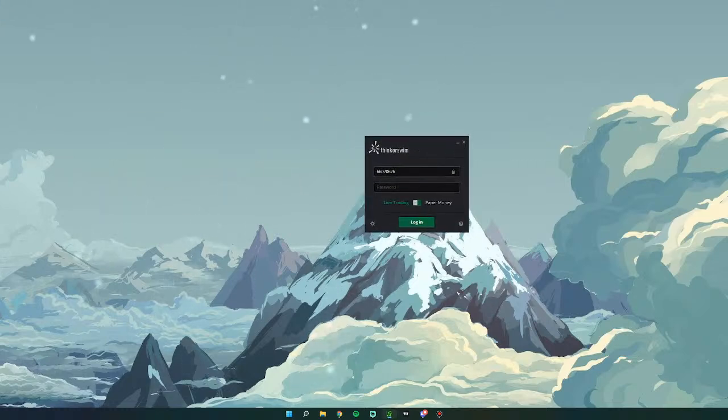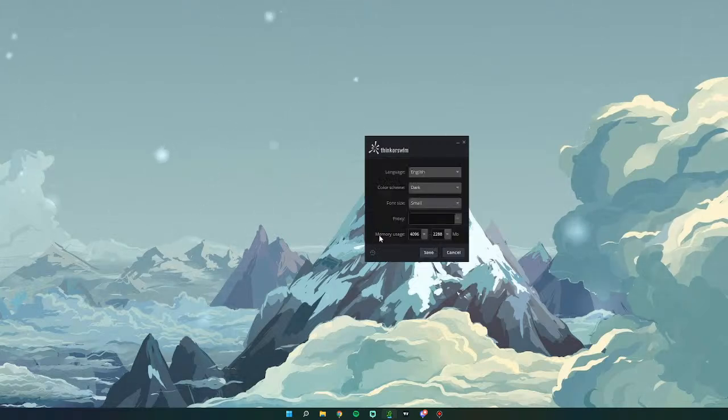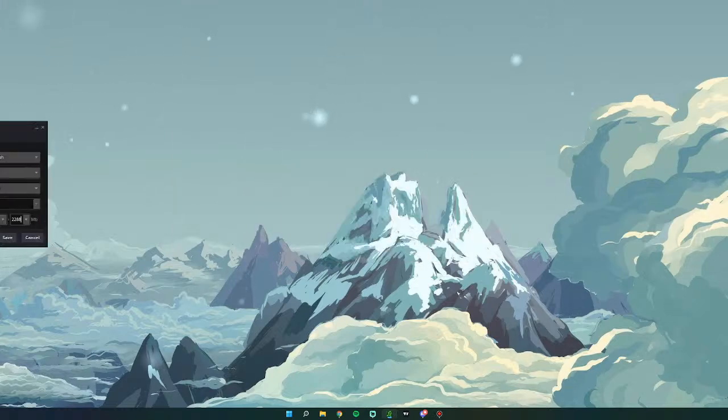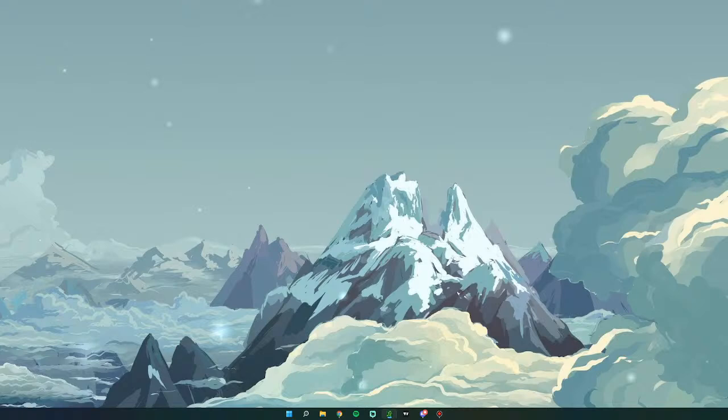So when you launch ThinkOrSwim, you just click on this gear icon, and down here you'll see memory usage, minimum, maximum. You can Google the specifics for the amount of memory you have on your computer. I have 64 gigs, so I'm using 496 and 1228. But you can Google the specific memory settings that you should have based on how much memory you have for your computer. And that's pretty important as far as making ThinkOrSwim run smoothly.